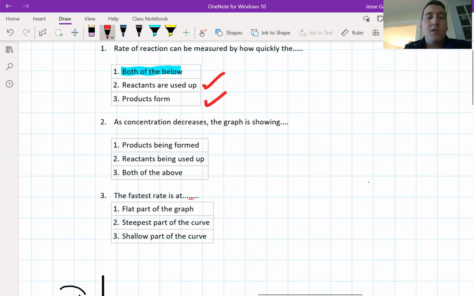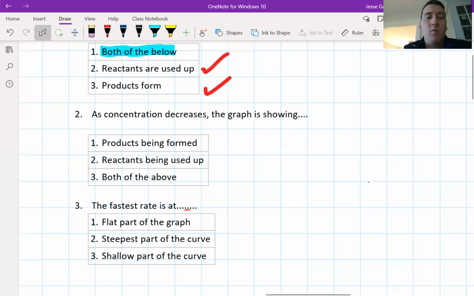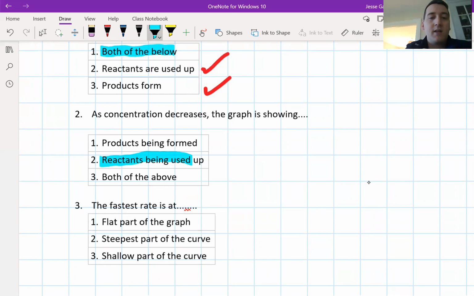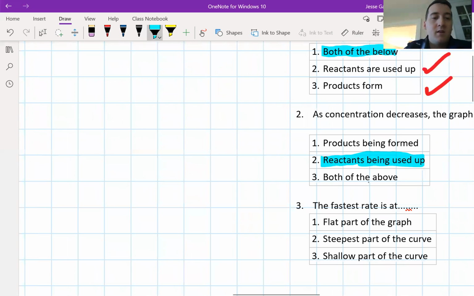As the concentration decreases, what is the graph showing? So as the concentration decreases, the graph is showing the reactants being used up. Okay, so that's like this line over here. Let's have a look again.